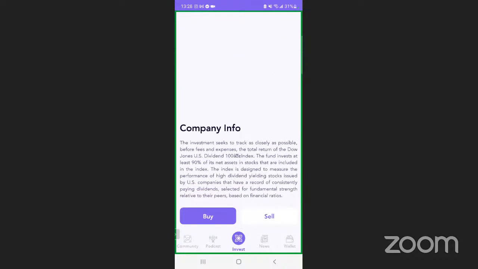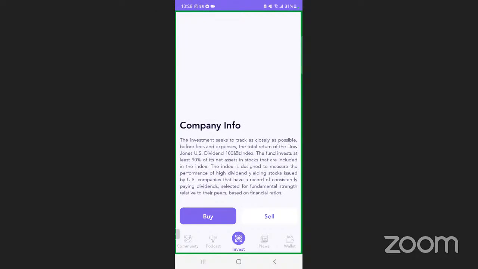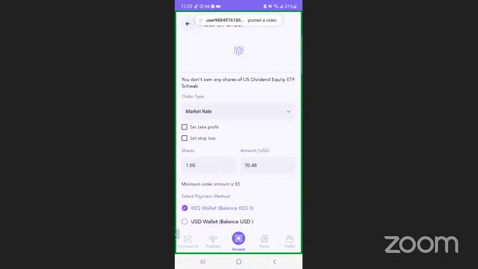Okay. And you can also look at the profile. The investment seeks to track as closely as possible the total returns of the Dow Jones US Dividend 100 Index. The fund invests at least 90% of its net assets in stocks that are included in the index. The index is designed to measure the performance of high dividend yielding stocks issued by US companies that have a record of consistently paying dividends, selected for fundamental strength relative to their peers based on financial ratios. Then you can click on buy, and same process to buy.